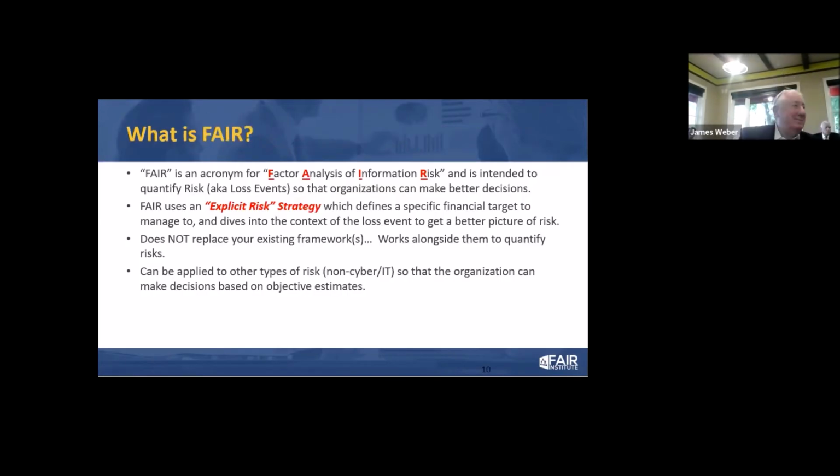Okay, so FAIR, what does FAIR stand for? It stands for Factor Analysis of Information Risk. And as I said, it's explicit risk. You still need your controls. You still need those lists that the security team does of here's what all the best practices are. But now you're going to be applying those to individual scenarios rather than just across the board.